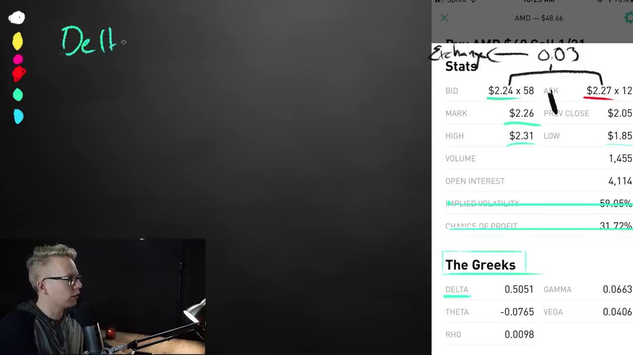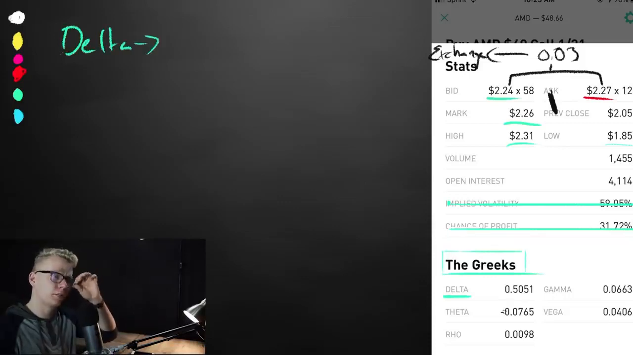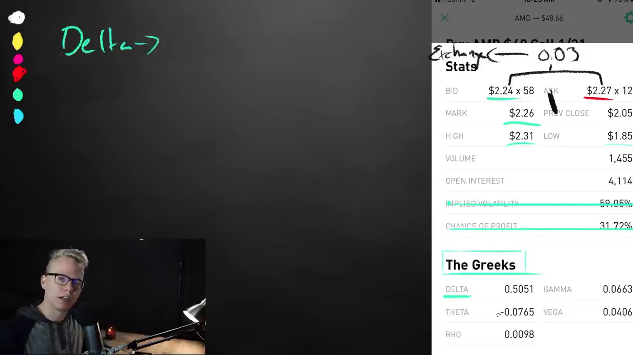So delta. This represents how much your option's premium is going to change given a $1 change in the underlying. So if AMD goes up $1, that means that the value of your contract is going to increase by 50 cents. So you are going to make $50 if AMD goes up $1. Now you see how that's a lot of leverage, and that's the appeal of options, that they can give you a lot of leverage. This is almost like having, excluding other things, 50 shares of AMD, but you're only paying $227 for it.